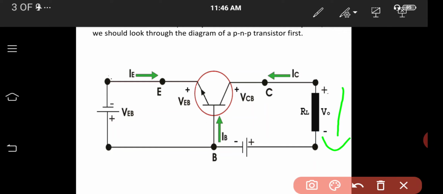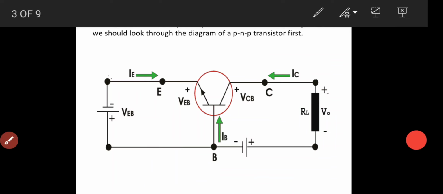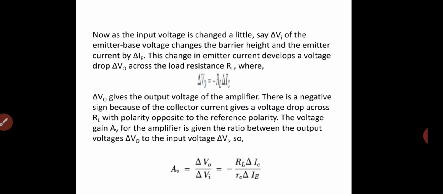The voltage direction is plus to minus, but the current direction is this, so the output is minus V node. The minus does not show a negative voltage, it shows the direction of the current. Minus means the current direction is opposite to the voltage. So the output is collected at RL, and the voltage gain can be calculated.